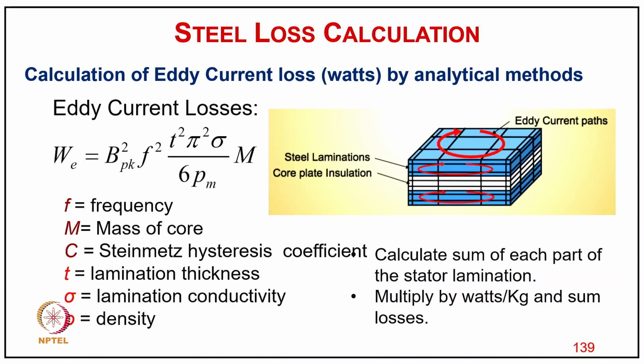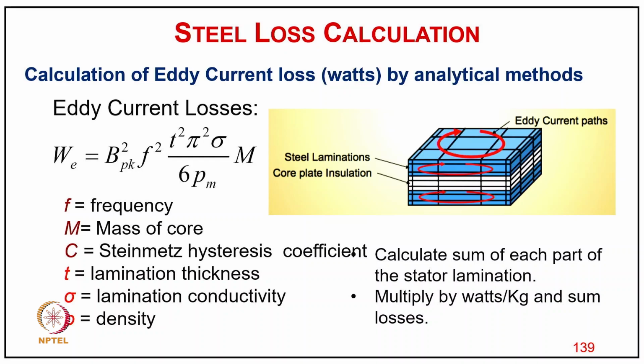Similarly, we have eddy current loss. Analytically, a reasonable formula is W_E equals pi squared times peak flux density squared times F squared times T squared, divided by sigma times rho, times M, where again F is the frequency, M is the mass of the core, C_E is the constant, T is the lamination thickness, sigma is the lamination conductivity, and rho is the density.